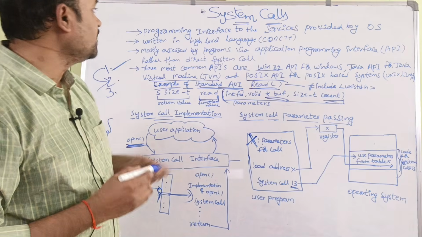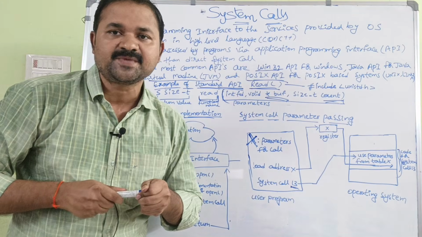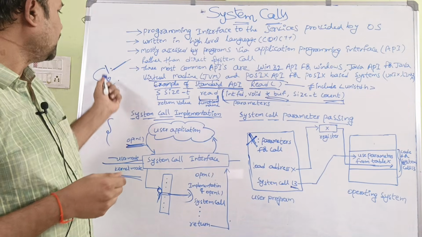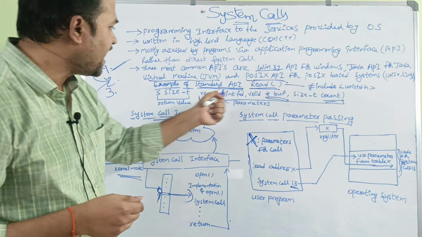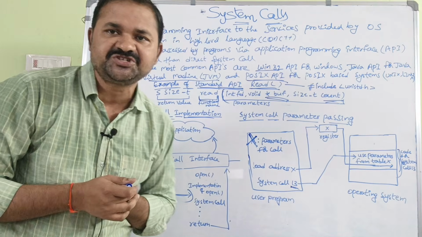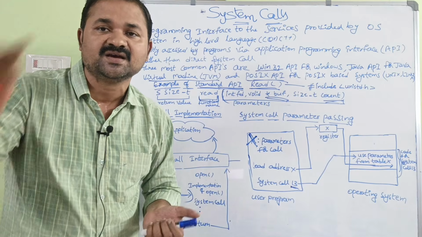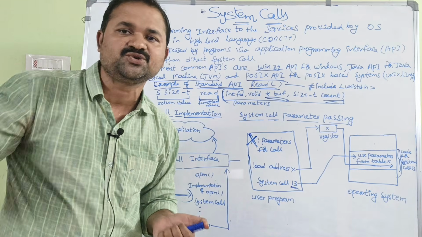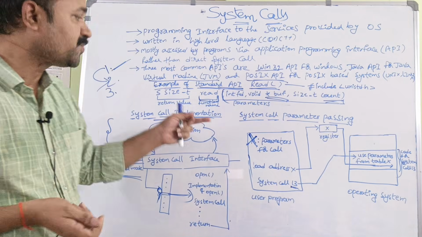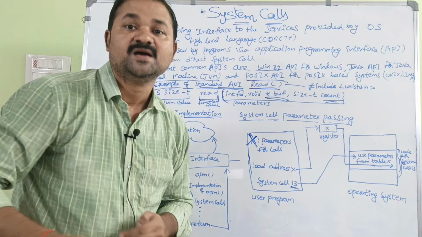So this is about what a system call is, a standard API for the read function, the various system calls that we use for copying data from one file to another file, system call implementation, and system call parameter passing.